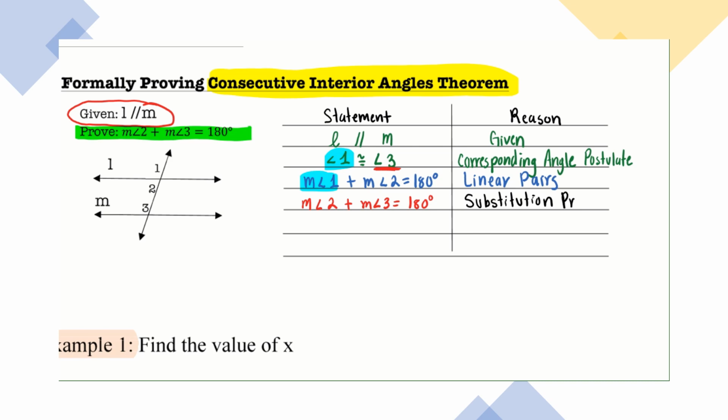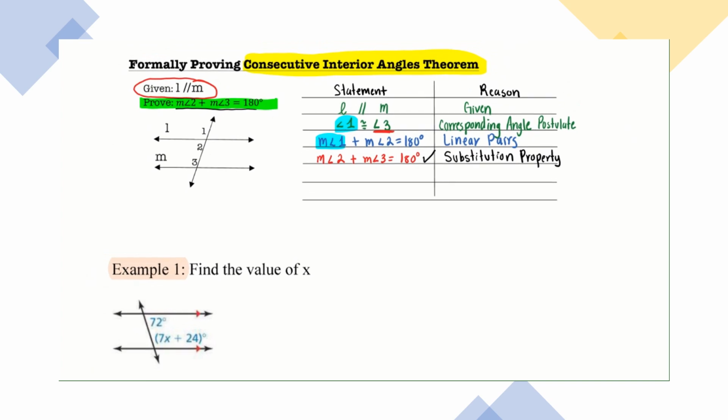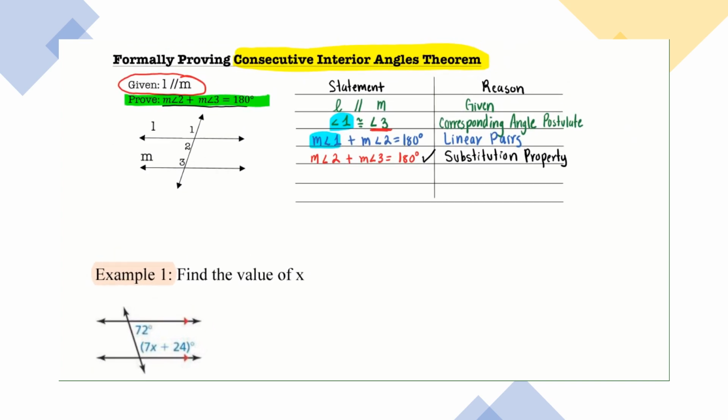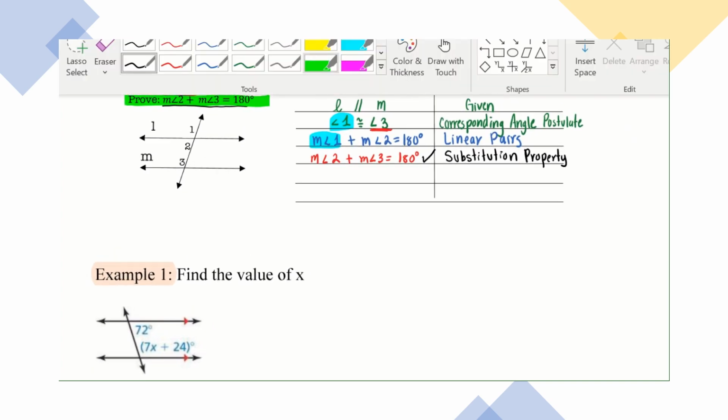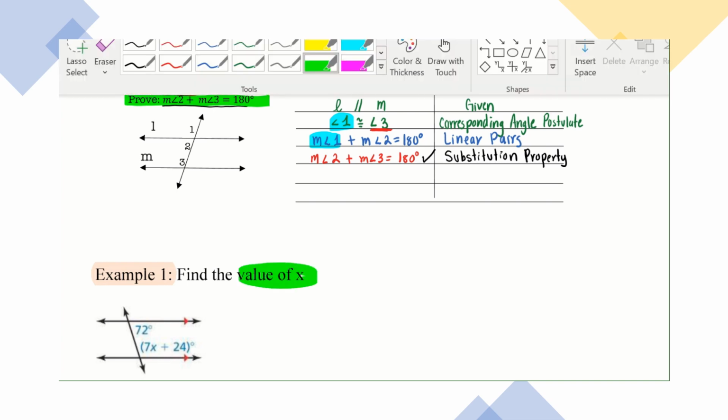And I swap the order. So I swap angle 2 to be first and angle 3 to be second, just because our statement that we were trying to prove is in that order. But you could have it as the measurement of angle 3 plus the measurement of angle 2 equals 180. All right? Since we have the statement that we're trying to prove, that means that we're done with our proof.